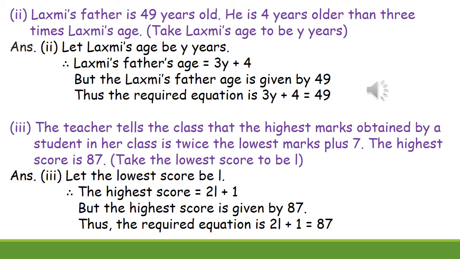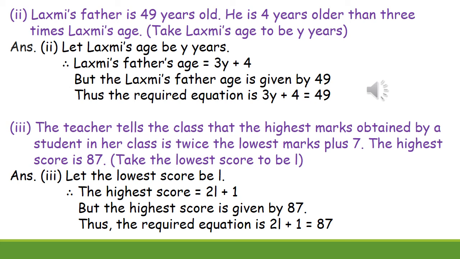Part 2. Lakshmi's father is 49 years old. He is 4 years older than 3 times Lakshmi's age. We are considering Lakshmi's age to be y years. So Lakshmi's father's age will be 3y plus 4. But Lakshmi's father's age as given in the question is 49. So we can set the equation as 3y plus 4 is equal to 49.